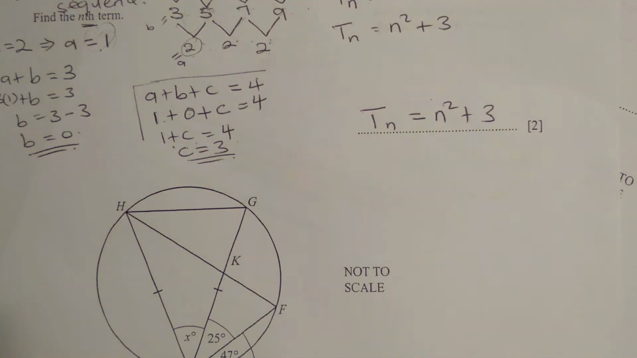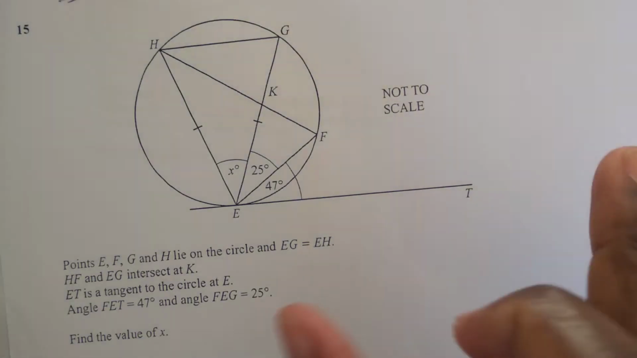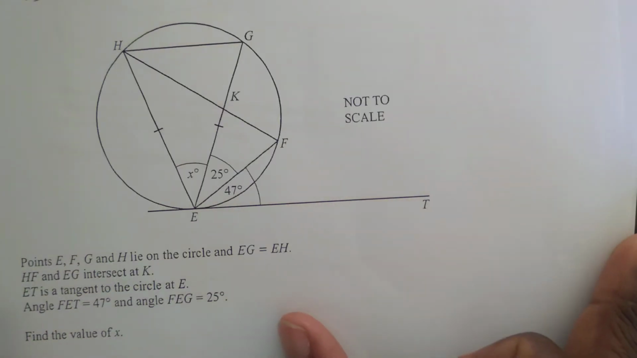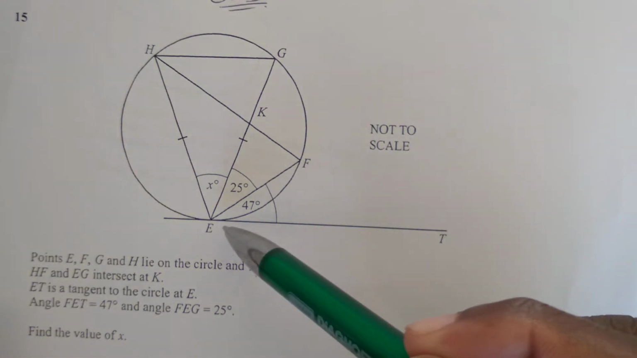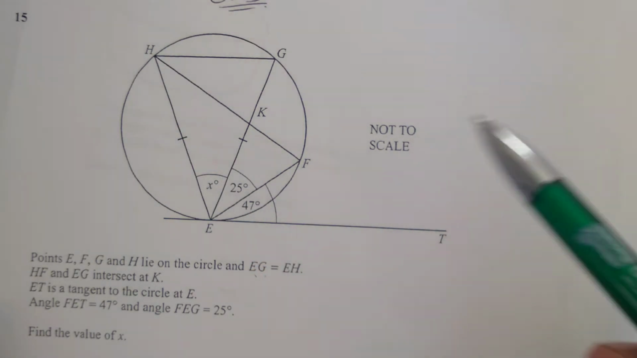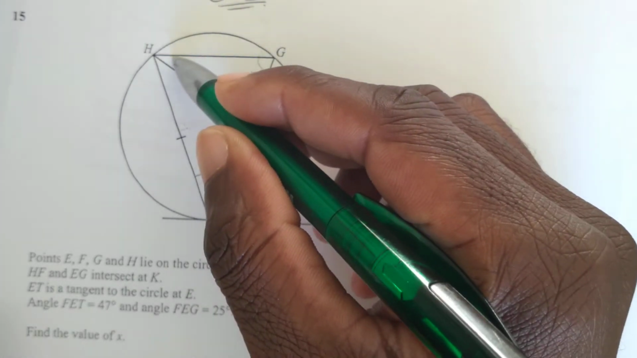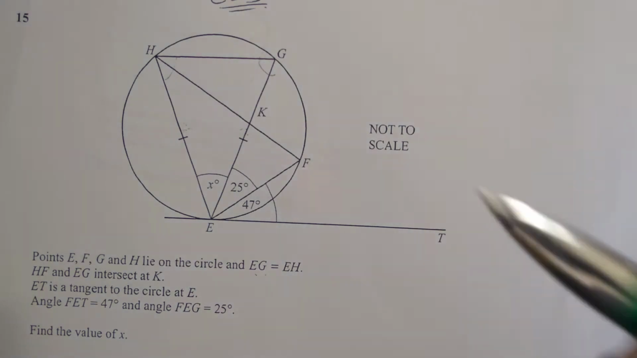Number 15 is a circle theorem question. So in circle theorems, there are theorems that we use to answer these questions. So let's look at this one. It says points E, F, G, and H lie on a circle where EG equals EH. So EG is here, EH is there, and as you can see, they are equal, meaning the angles at the base of that triangle will be equal. But what are they? Let's see later.